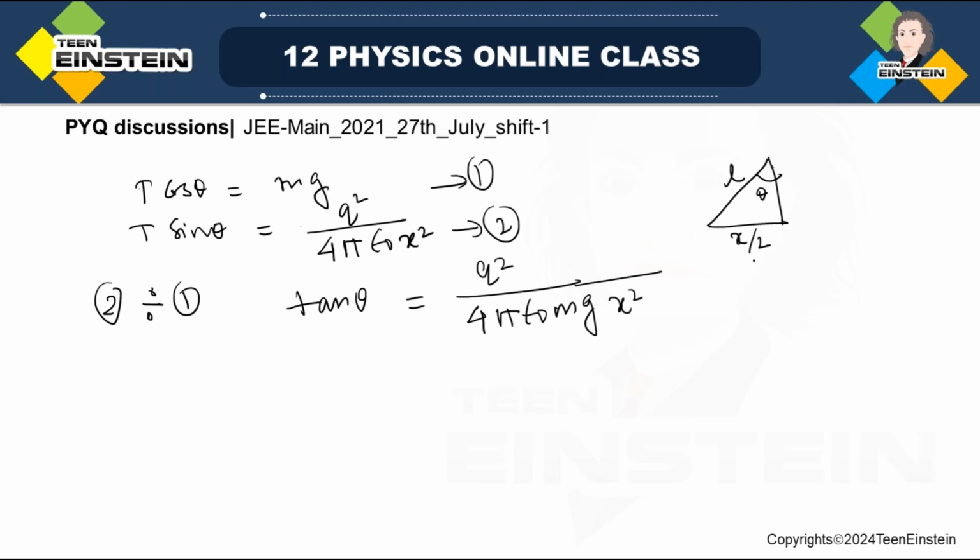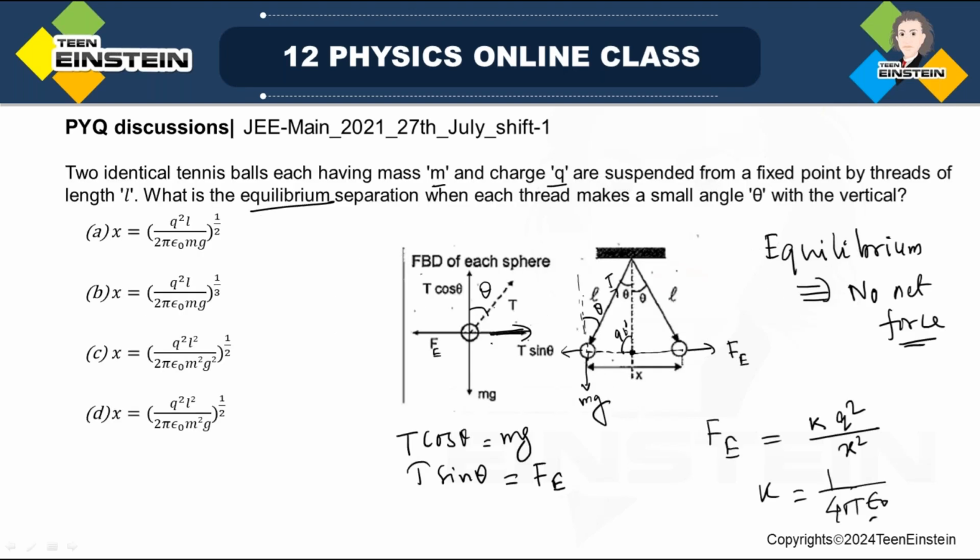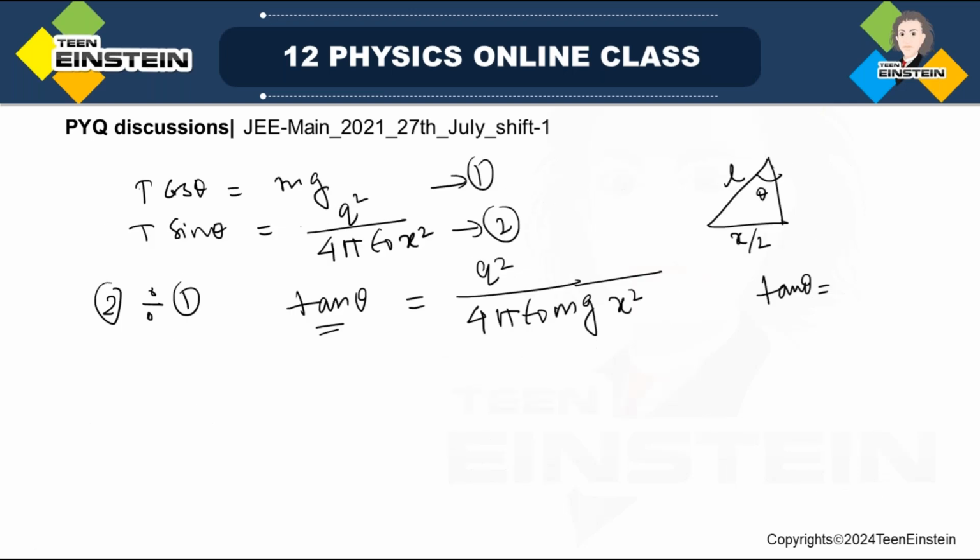Okay, you can take this as perpendicular, this as base. So we have to actually find out what is tan theta. What is tan theta? Tan theta is perpendicular by base. See, in the options you don't have theta, right? I have to get the theta in terms of L. Okay, so what is this tan theta? Tan theta is perpendicular by this base. So what is this base?